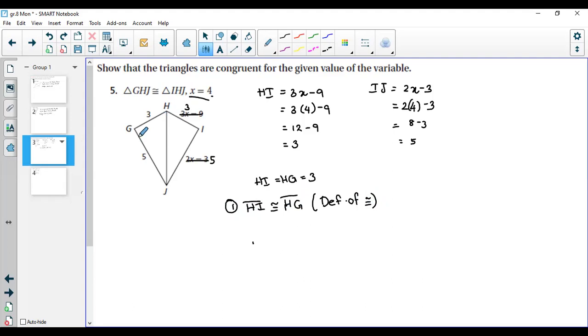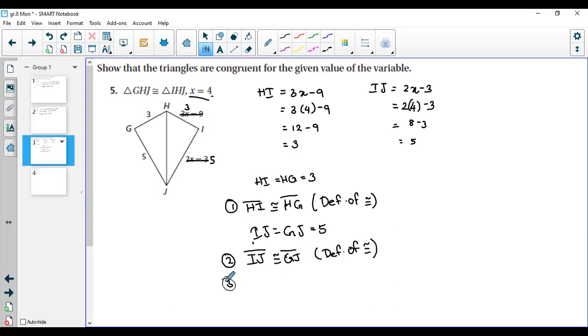Now, keep in mind here I have the measurements of 3 sides: side 1, side 2, and side 3. So I need to have 3 statements in the proof. The next one, now talk about the next side, which is IJ. IJ is equal to which side? GJ, whose measurement is 5. So I could say this is my second statement of proof, which says that IJ is congruent to GJ because of, again, the definition of congruence.